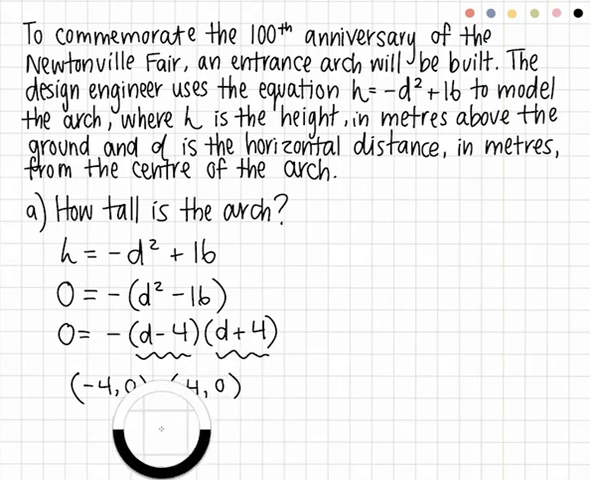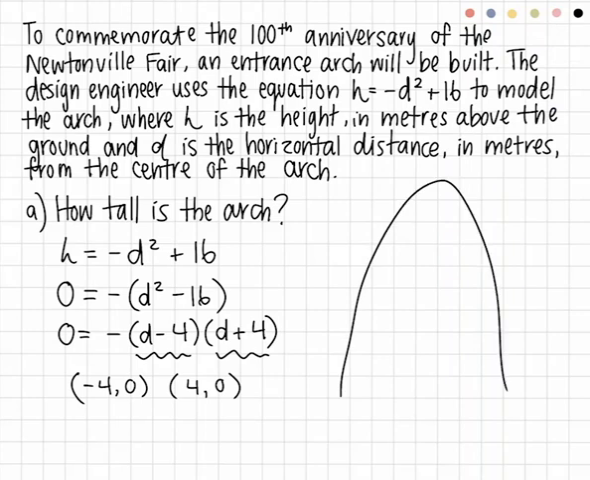So if we were to sketch this, you have to try to visualize it as you're reading through the question, right? They're building an arch. It's an entrance arch. So if it's an entrance arch, I know it's going to probably look something like this, right? Because then all the people line up here and then they go inside into the park and there's a Ferris wheel and you're like, yay.